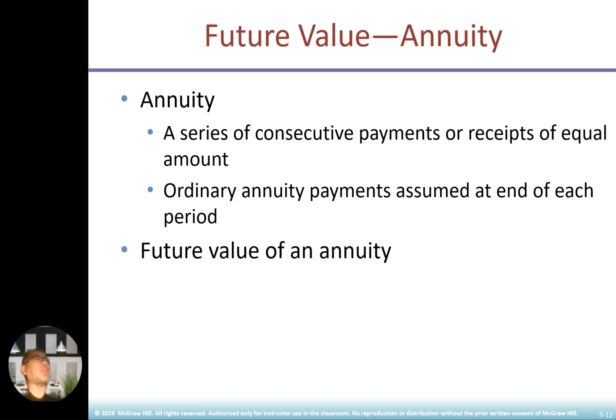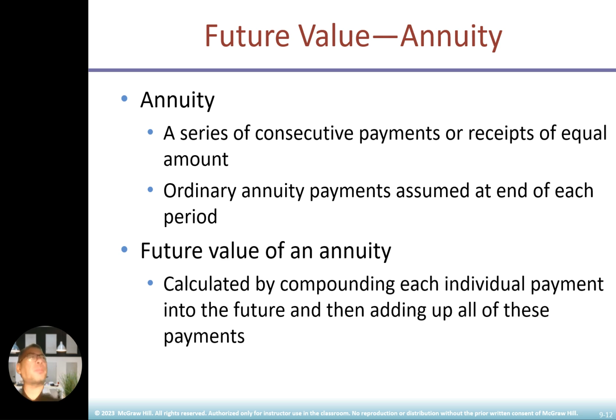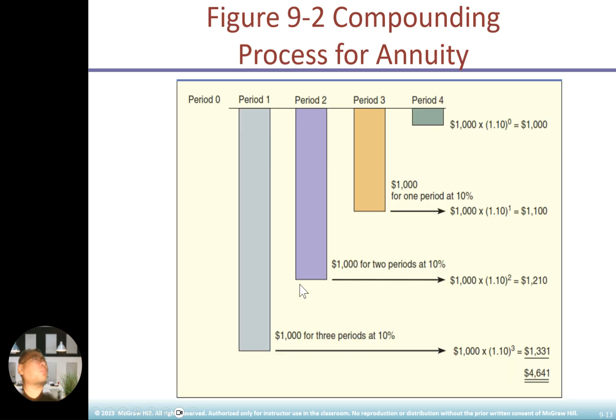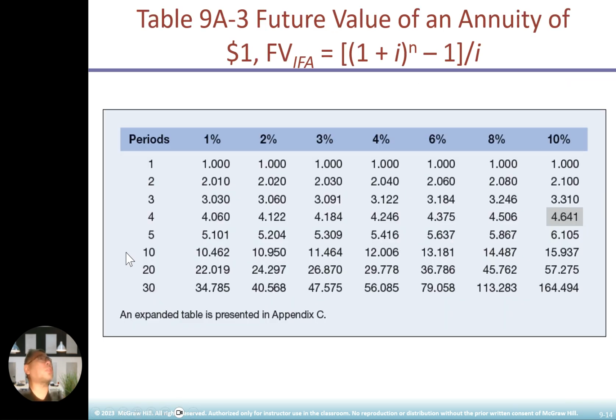Future value of an annuity is calculated by compounding each individual payment into the future and then adding up all these payments. So the first payment grows to 1331, the second to 1210, the third to 1100, plus 1000, and we get 4641. This is the future value of the annuity. So how are you going to do that? If you look at the annuity table, fourth period, 4.641, that's how you get it from the table.